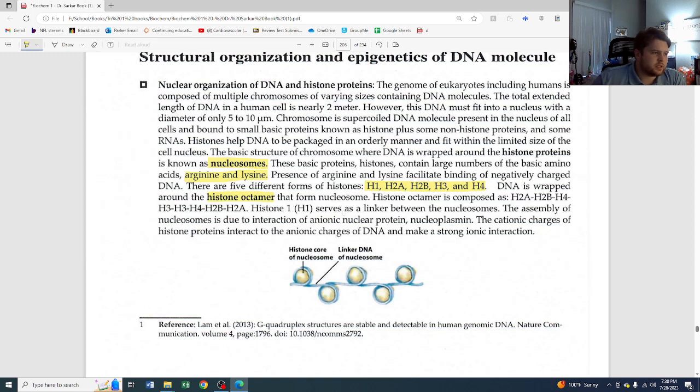So histone 1 serves as a linker between the nucleosomes. The assembly of nucleosomes is due to interactions of anionic nuclear protein and nucleoplasmin. The cationic charges of histone proteins interact with the anionic charges of DNA and make a strong ionic interaction. So this could be a question as well. The histones and the DNA interact with ionic bonding. The DNA is negative. The histones are positive. They attract to each other. And that's how they form.